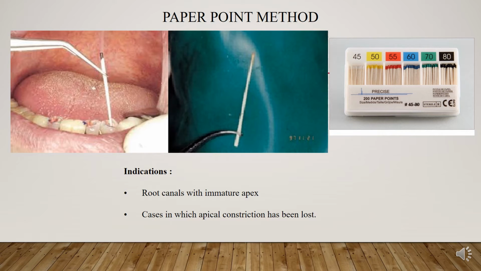This method is not very accurate. As I said, you cannot use it in cases with irreversible pulpitis or vital pulp. It may be useful in root canals with immature apex or cases in which apical constriction is totally lost because of root resorption.